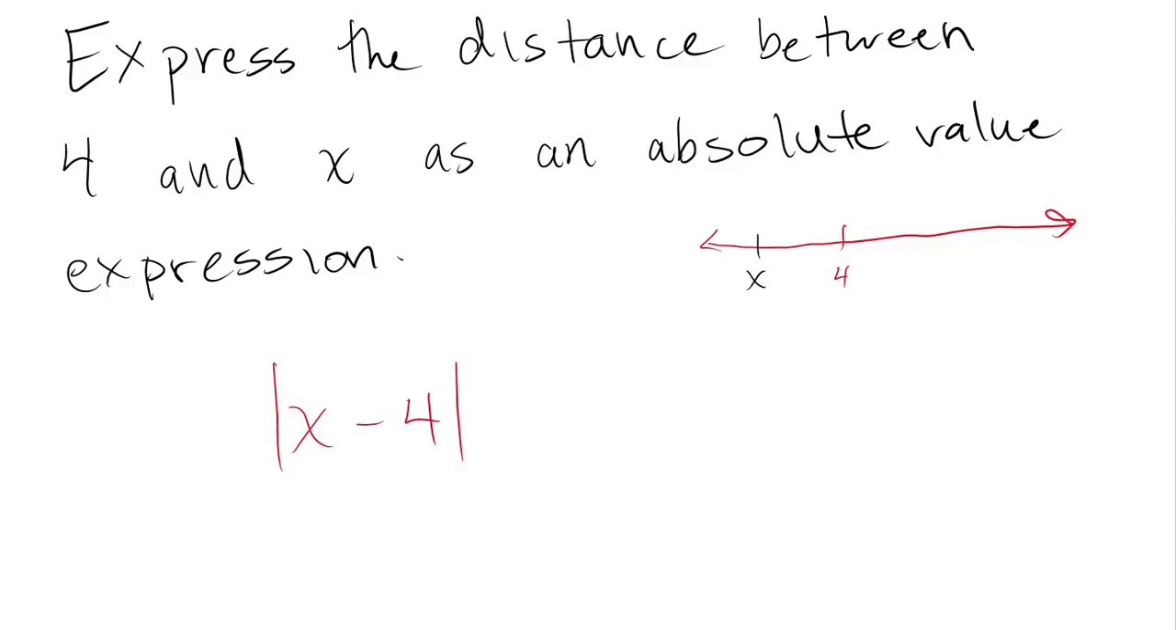So the absolute value of x minus 4 is the distance between 4 and any real number x. The absolute value bars are there to make sure that we get a non-negative result. The distance can't be negative.